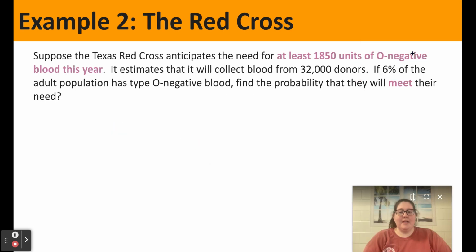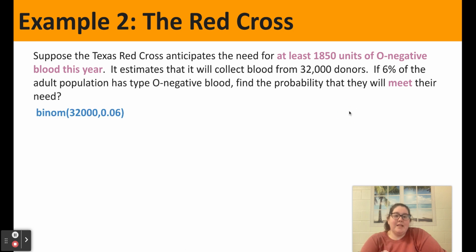This one says, suppose the Texas Red Cross anticipates the need for at least 1,850 units of O-negative blood. It estimates that it will collect blood from 32,000 donors. So for 32,000 people, they could either be O-negative or not O-negative. So our sample size, our trial size, is 32,000 because we have 32,000 chances to have success or failure. 6% of the adult population has type O negative blood, so that is our probability of success, P. We're going to find the probability that they will meet their need.